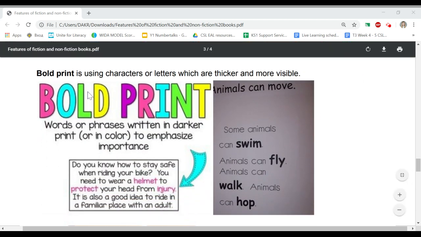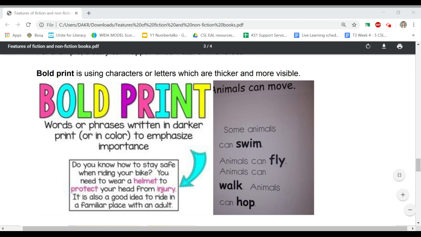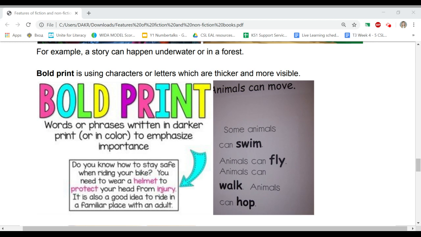Bold print. Bold print is using characters or letters that are thicker and more visible. Like two words here are actually in bold print, so you can see them better as they stand out to you and attract your attention. On this page over here, you can see that the word swim is in bold print, or fly, or walk, or hop. These are the ways that animals can move.